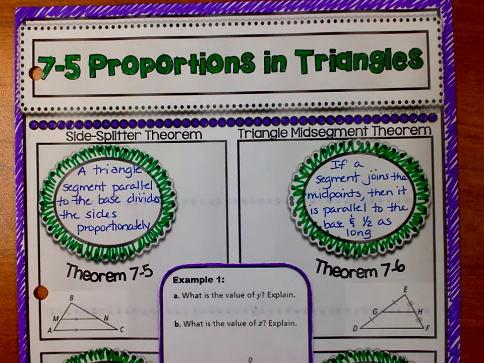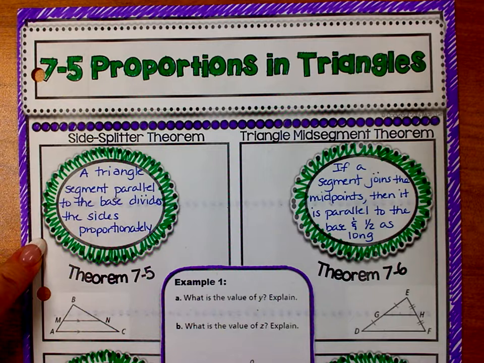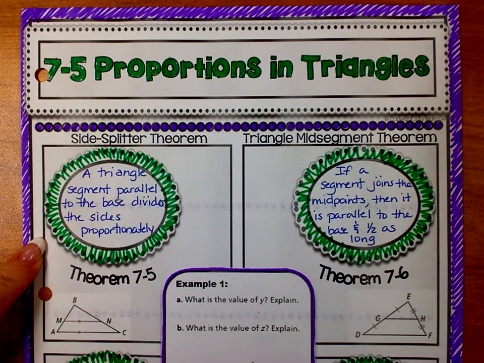In the fifth lesson of Chapter 7 in the Pearson Geometry video series, 4 theorems are going to tell us how to set up proportions with random triangles and parallel lines. Theorem 7.5 is the side splitter theorem. It says a triangle segment parallel to the base divides the sides proportionately.